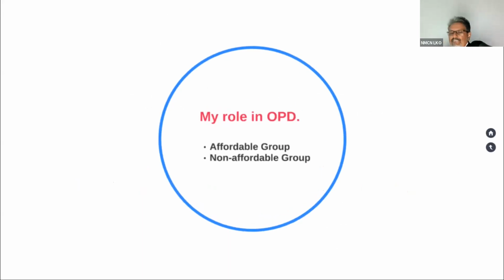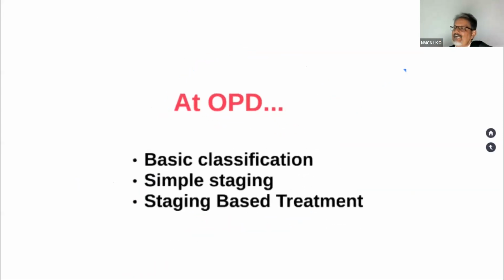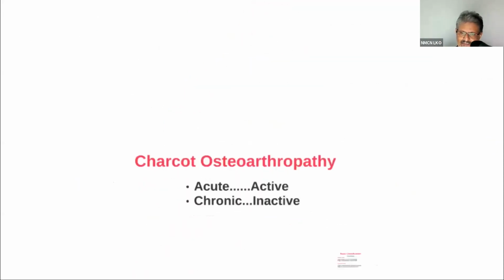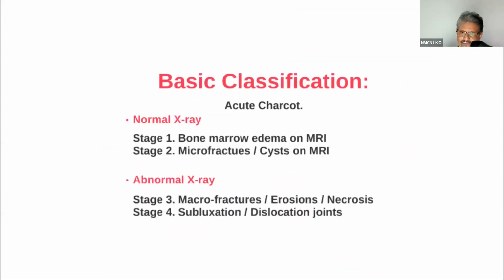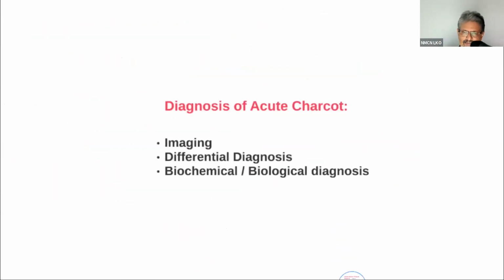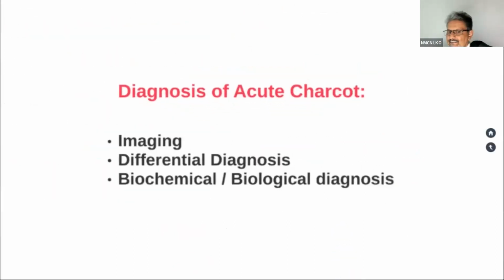What is my role in OPD? In an affordable group, because I do get rich patients and I do get very poor patients, I have a very important role in handling those poor patients. I can't keep on asking them to get an MRI. So I need to address every segment. The most important thing here at OPD, after going through these acute and active findings and the MRI workup, is that we are going to have a differential diagnosis or diagnosis of acute Charcot, and how we can confirm it.